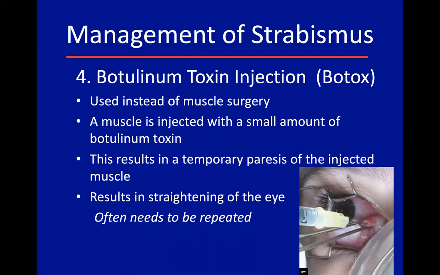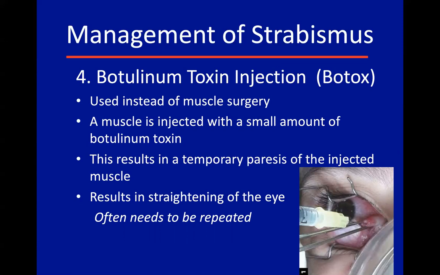Another surgery is botulinum toxin, Botox. We inject, as you can see here, Botox into the muscle. It's used instead of muscle surgery. The muscle is injected with a small amount of botulinum toxin, the Botox. It's usually temporary, and it results in straightening of the eye, interestingly, but it does need to be repeated.